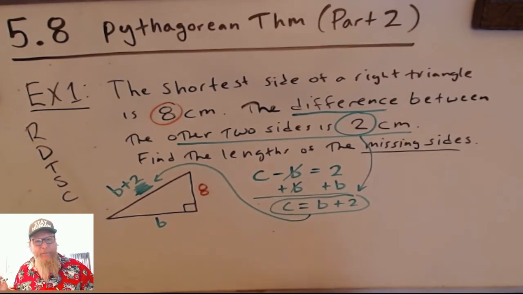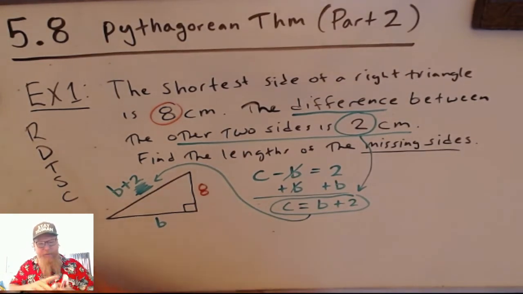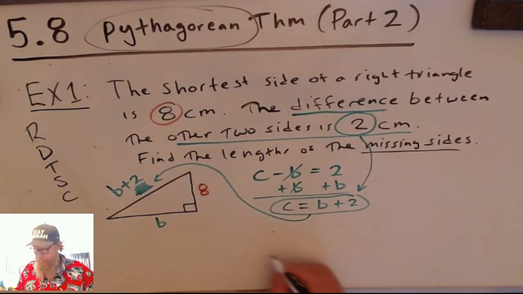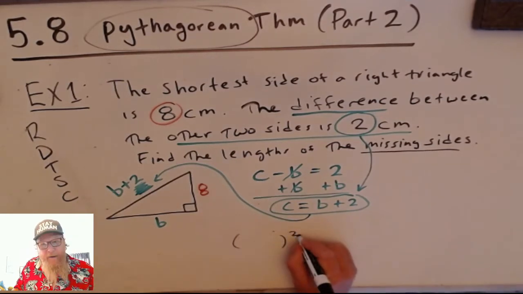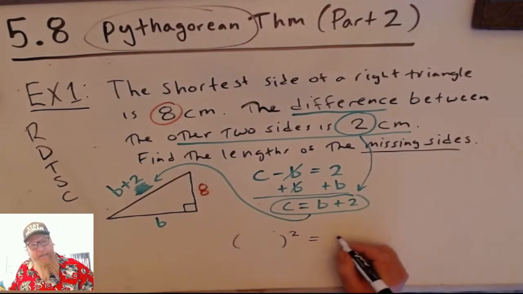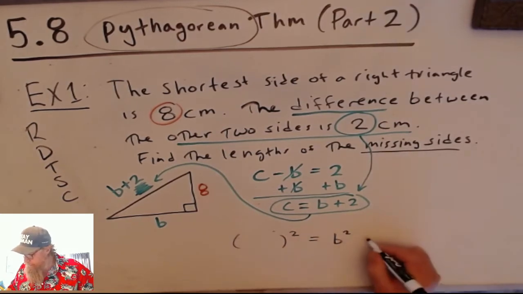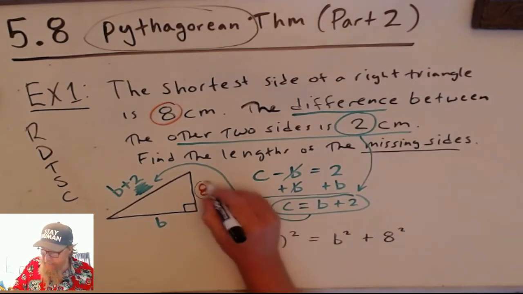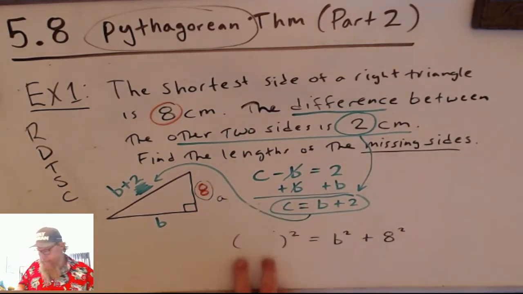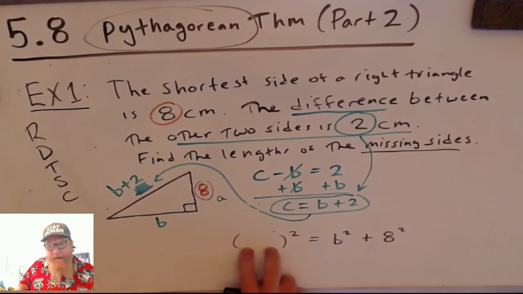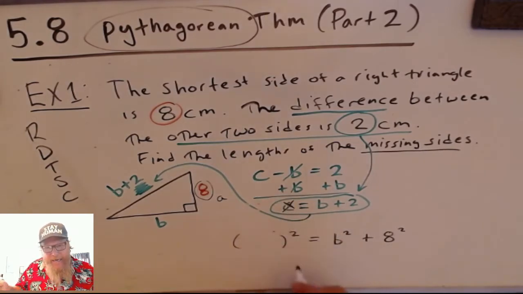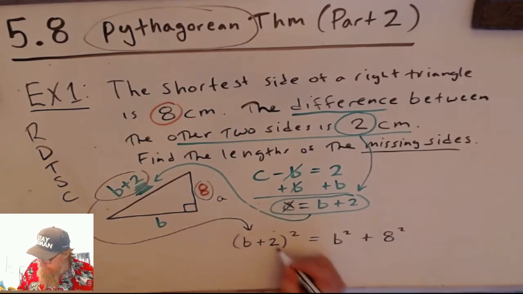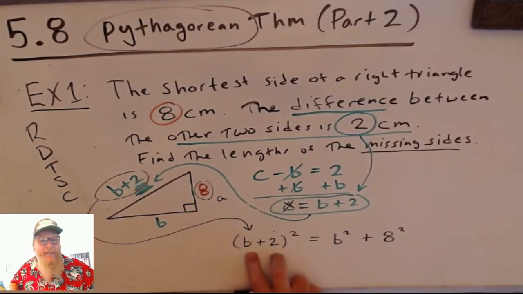Okay. Now we'll use the Pythagorean theorem. That's the workhorse of most of these problems. So we have C squared equals B squared plus A squared. Remember, A is 8. And notice for C, I'm not going to actually write the letter C. I'm going to write B plus 2 in the position that formerly was known as C.